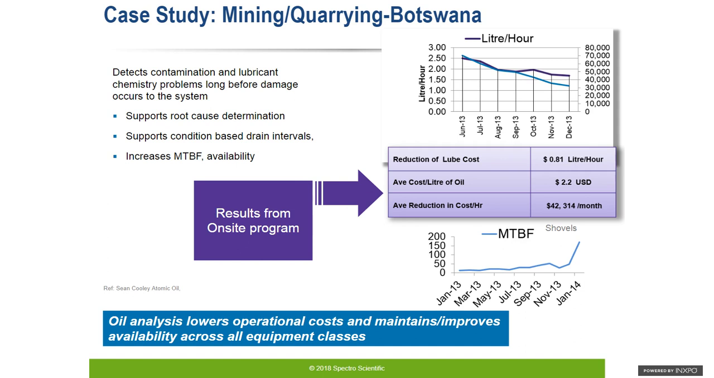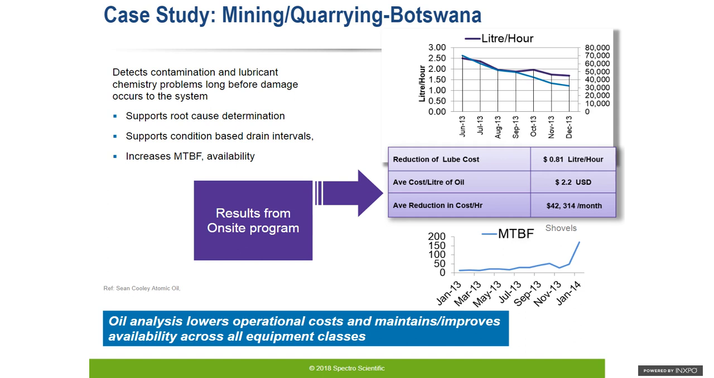And what they've seen is that when they bring oil analysis in-house, they again see a reduction in their overall lube cost per hour. They see an overall reduction in cost, and at the same time they're seeing an increase in their mean time between failure across the board. So overall, bringing oil analysis on site, putting it in the hands of the maintenance team at the right place at the right time, maintains and improves the availability of equipment across all equipment classes. And so we've seen a significant advantage to doing that.